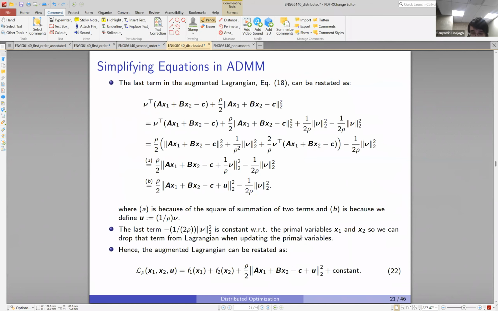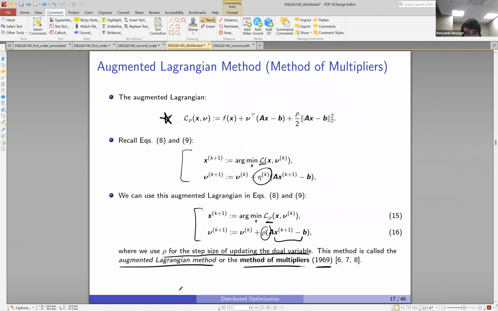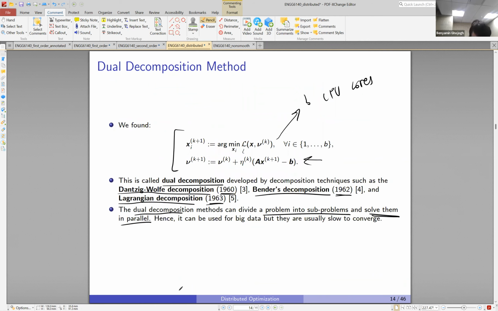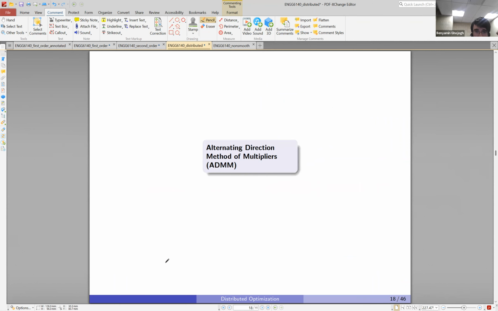Okay. Where were we? Here. So we can alternate between updating the primal variables x1 and x2 and the dual variable nu until convergence. Do you remember? In the dual decomposition method, I said this line is B lines. Here in ADMM, B is 2.